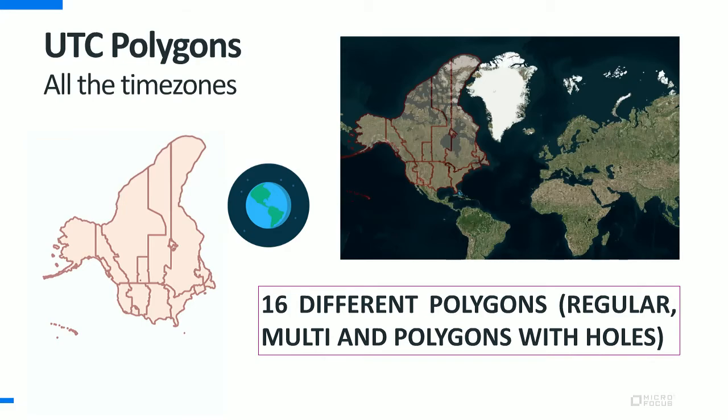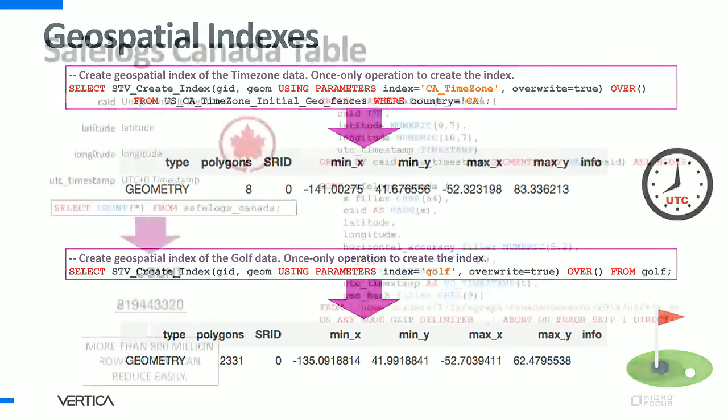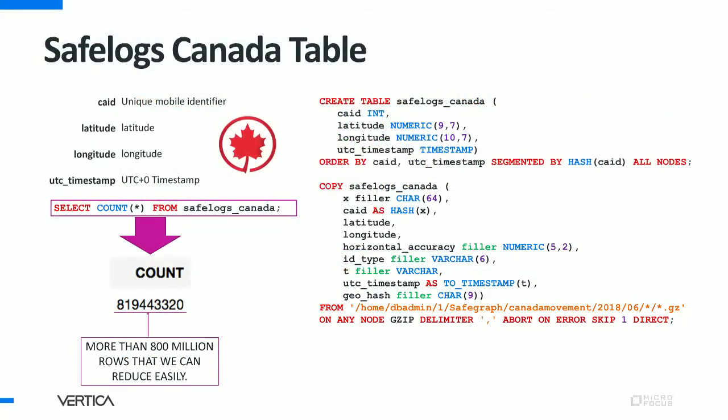We need to index the UTC polygons as well as the golf polygons. Indeed, the golf table includes all the golf courses around Canada. After this query, there are 8 different time zones in Canada and more than 2,000 golf courses. You can see in this slide below, 2,331 different golf courses.